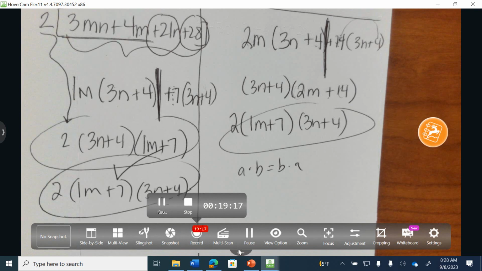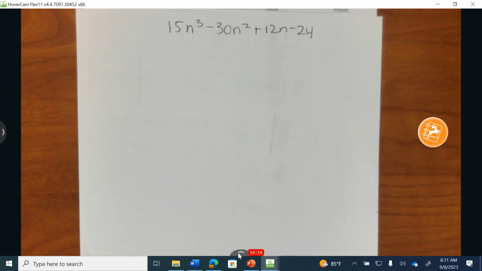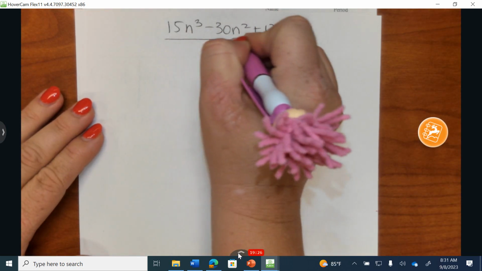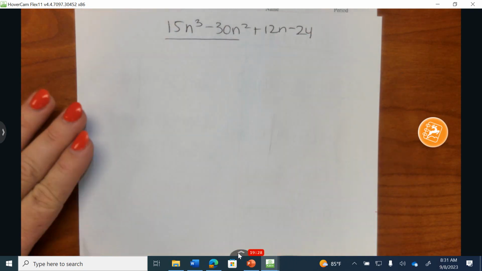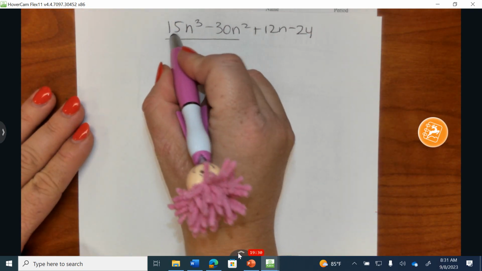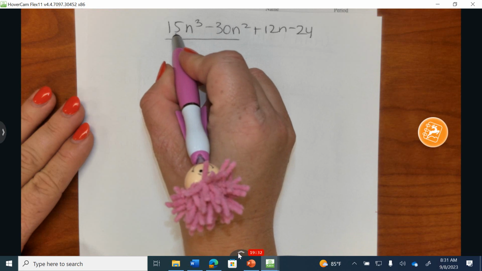The majority of this class chose to simplify at the end. That's what I'm going to do. But if you personally recognize that you can already factor something out, then go ahead and do that. I'm underlining the first 2. I can see it's in standard form. And I ask myself, what can I factor out of 15 and 30?